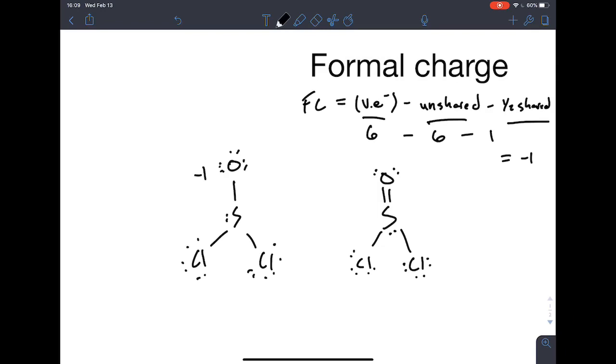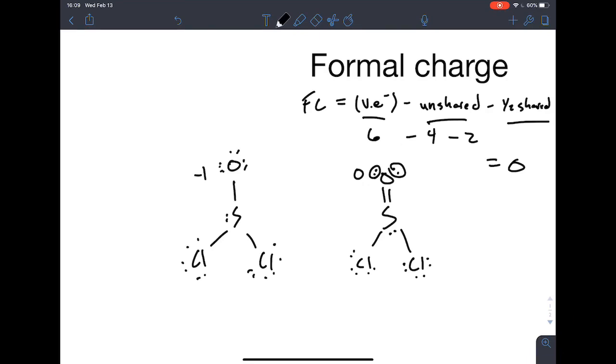If we do the same analysis with the molecule on the right, though, we get a different result. Here we have the 6 valence electrons, again, because oxygen brings 6. We have 4 unshared electrons here and here, and we have 4 bonded electrons, but we're going to take half of that, so minus 2. And this right here, overall, is going to have a formal charge of 0.